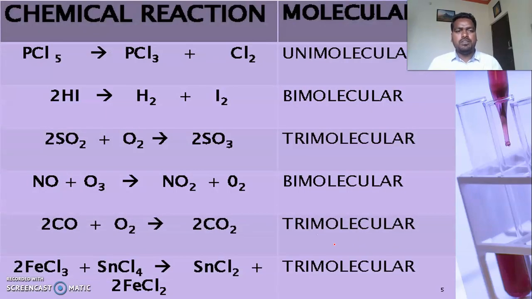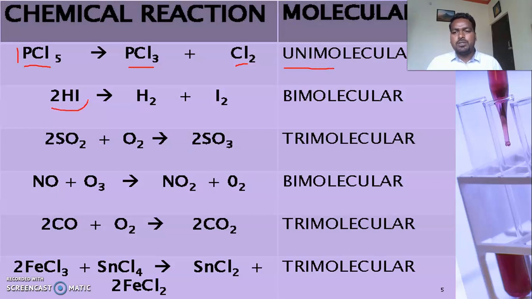So now observe these reactions. First reaction, phosphorus pentachloride undergoes decomposition and gives phosphorus trichloride and chlorine. In this reaction, only one reactant molecule is involved. That's why it is called a unimolecular reaction.